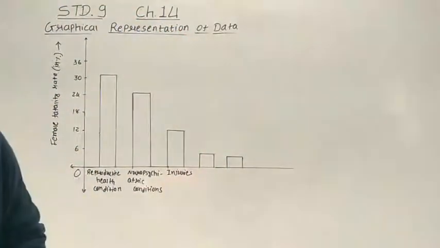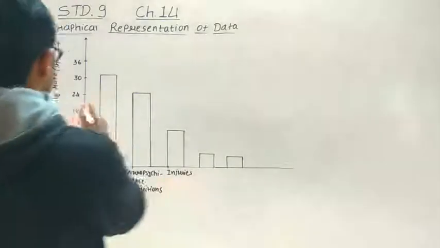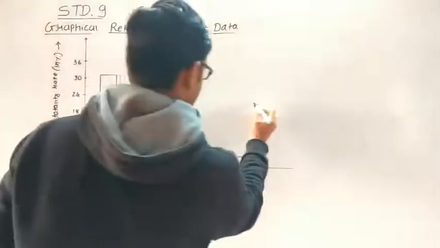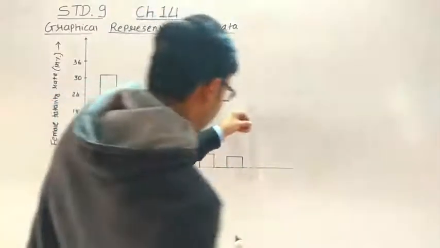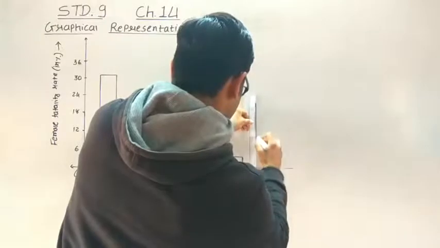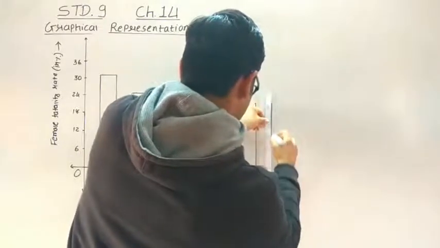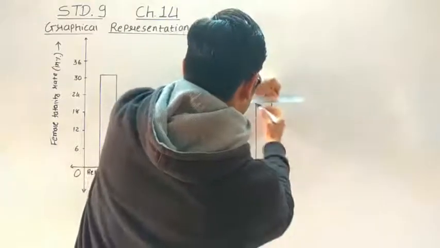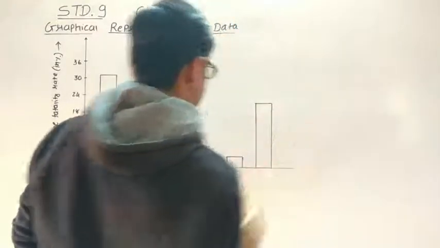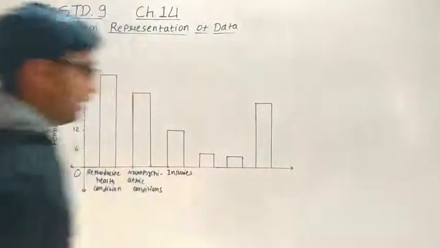Now last one is other causes, that is 22. 22, here we can get just below the 24. So up to here we can put over this. Okay, so all this data we have represented on this x-axis.